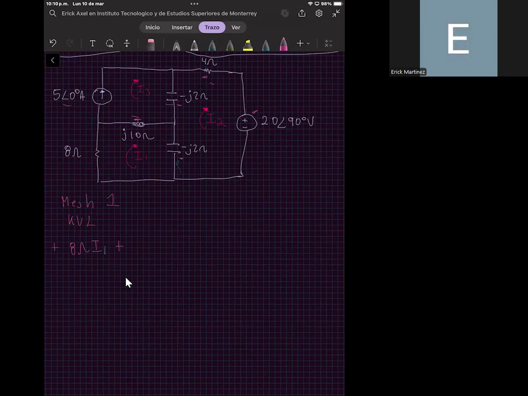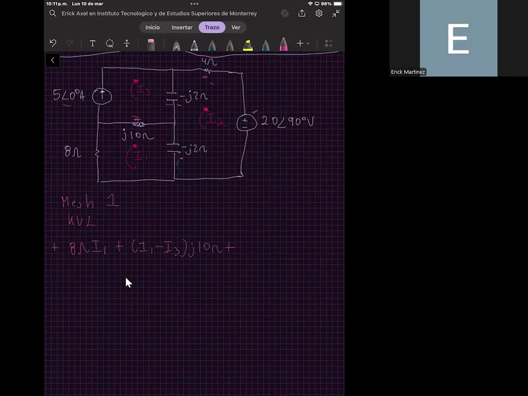the voltage drop that is applied to the inductor with an impedance of J times 10 ohms. This is equal to the current that is flowing through this inductor. But the current that is flowing through this inductor is equal to the difference in currents between mesh number 1 and mesh number 3. And the current that is flowing in mesh number 3 is I3. So the current that is flowing through this element is the difference I1 minus I3 times the impedance, that in this case is J 10 ohms.